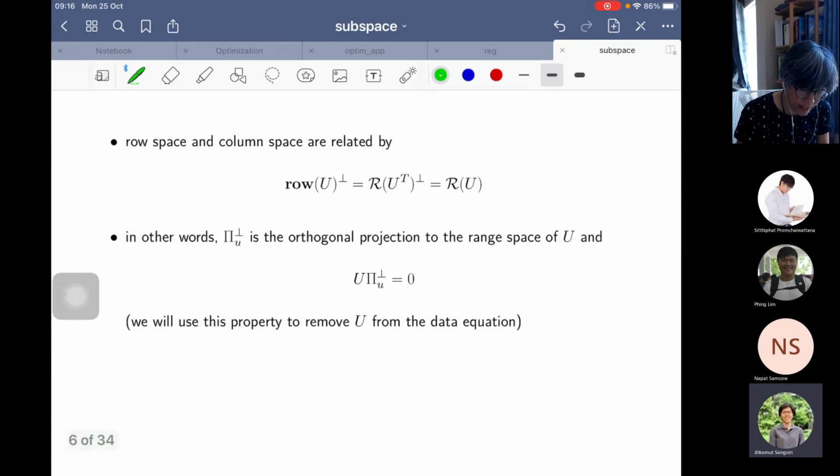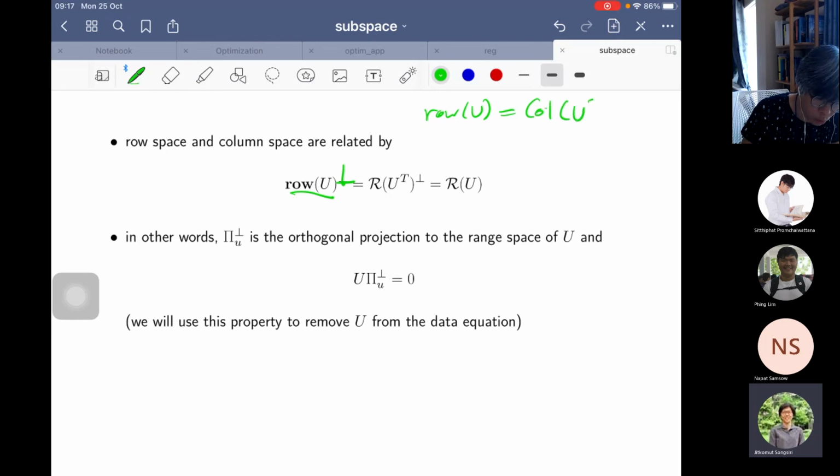Okay, and with this we have the relation. We have this simple fact from linear algebra that the row space of U is a subspace. The orthogonal complement of row U is going to be, first of all, we have the fact that the row space of U is actually the column space of U transpose. This can be proved. This is from linear algebra. Column space, which is the same as range space. Okay? You can use this notation.